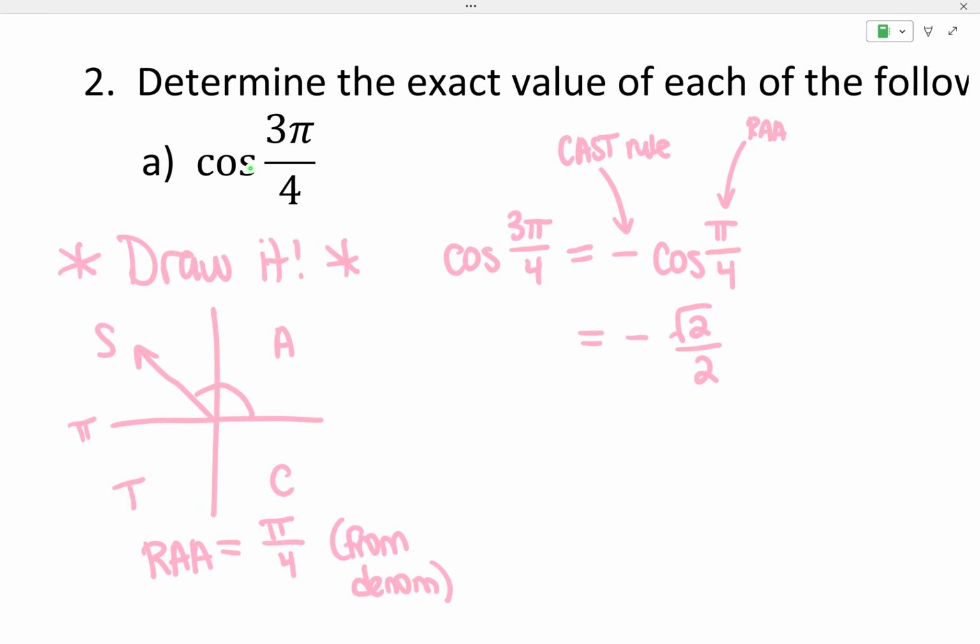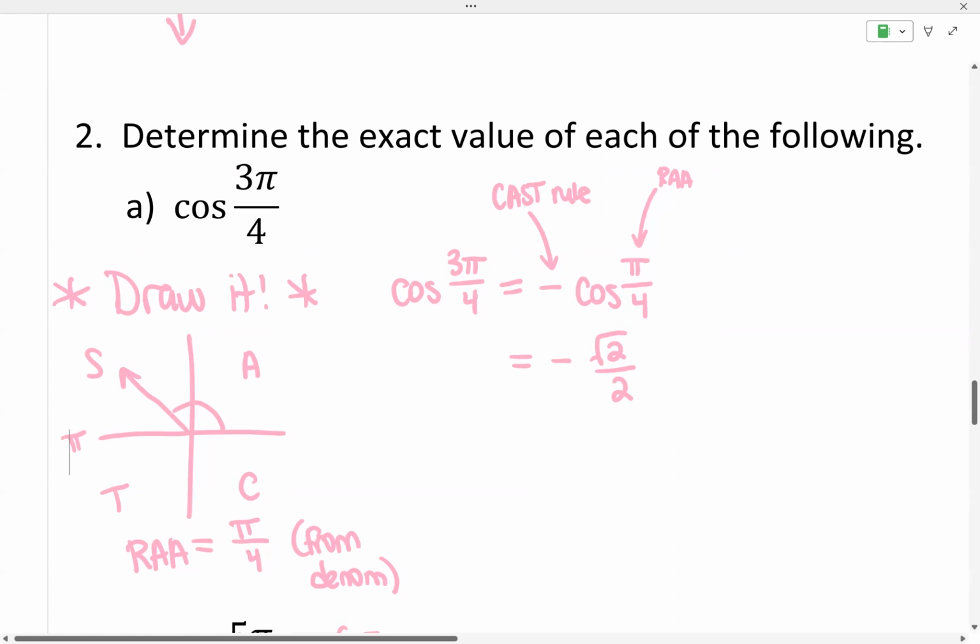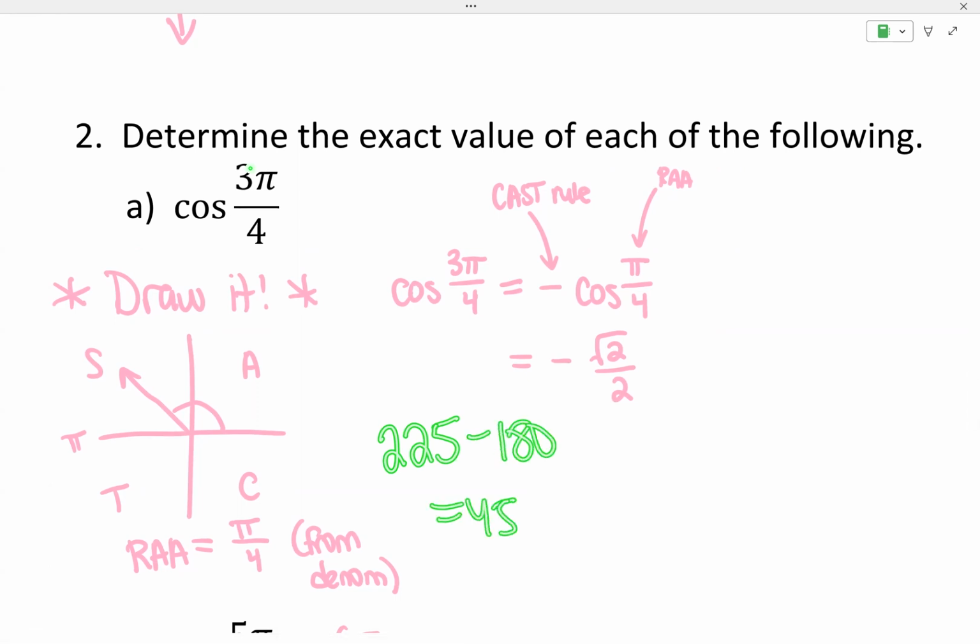The convenient thing, though, is that you can figure out the related acute angle just by looking at the denominator here. So, for example, if we had 5 pi over 6, its related acute angle is pi over 6. If we had 3 pi over 7, well, that's already acute. Let's say 13 pi over 7, then its related acute angle would be pi over 7. So that's one of the convenient parts about radians, that you can tell the related acute angle. So rather than having to do 225 minus 180 is 45, we can actually just look at the question itself.